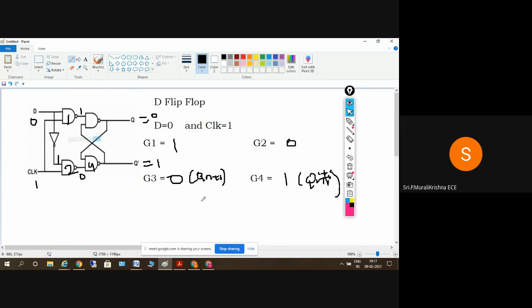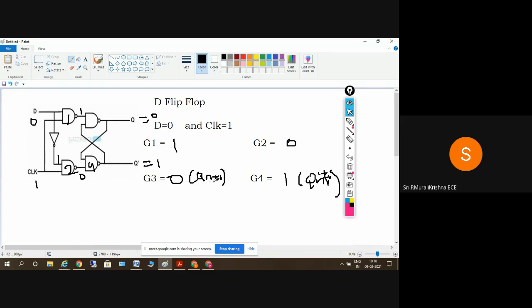This is simple, right? So this gate is simple. One of the inputs is 0, the output is equal to 1 here, so hence Q is 0. So when D is equal to 0, Q of n plus 1 is 0.